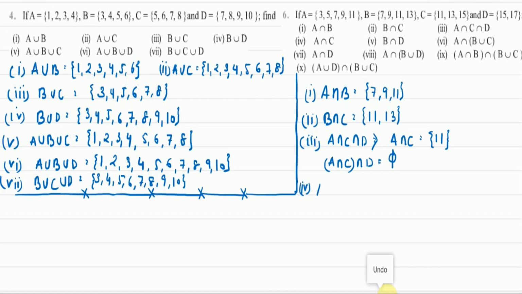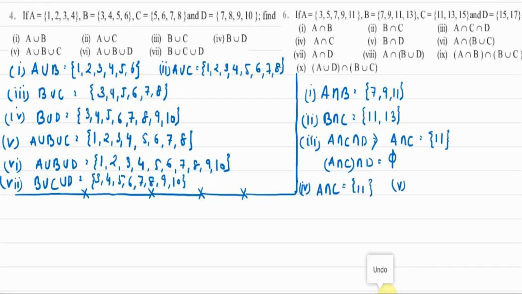Part 4. It says find A intersection C. So common elements of A and C. A has 3, 5, 7, 9, 11. Set C has 11, 13, 15. So we have already evaluated A intersection C, that is 11.